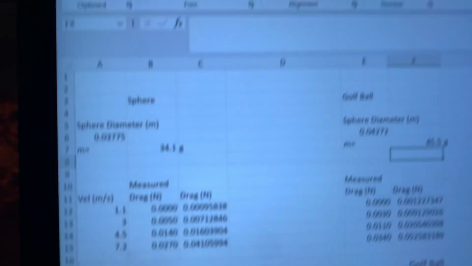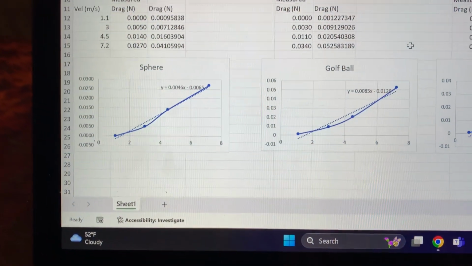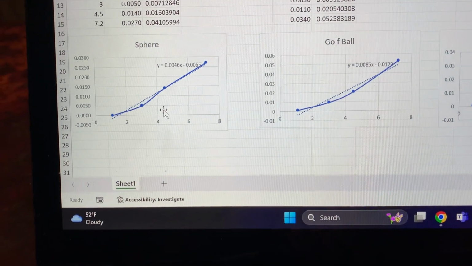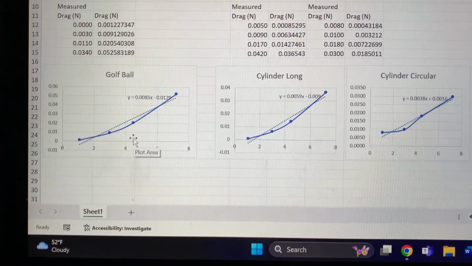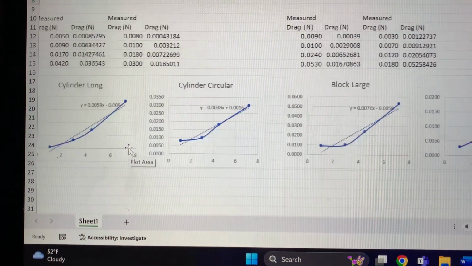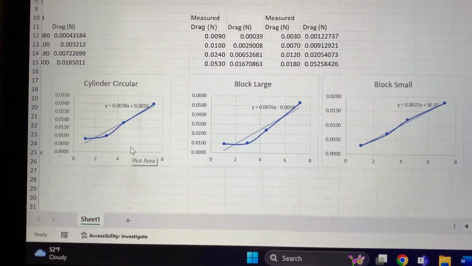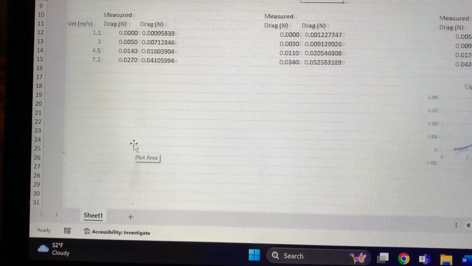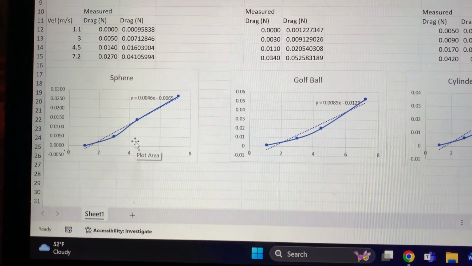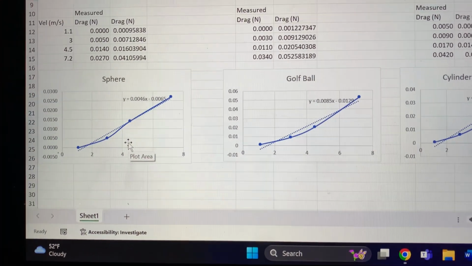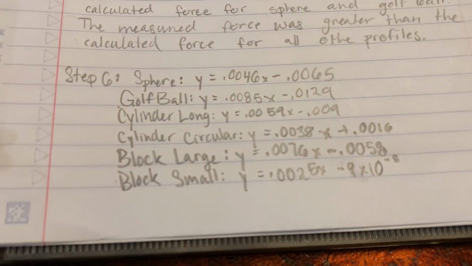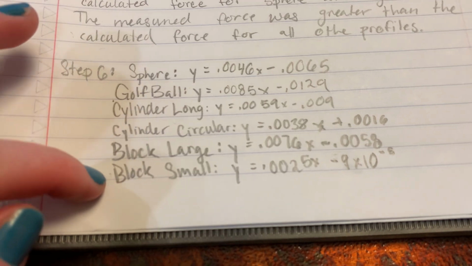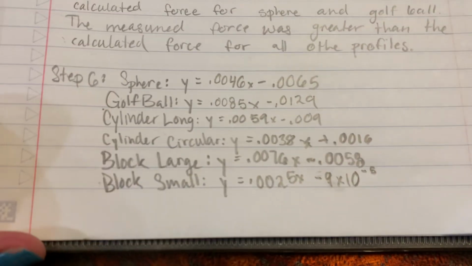And then here are my graphs for the measured force versus the velocity. And I just used the Excel tool to automate the linear function of the graph, so that I got all of these linear functions. And yeah, that's it.